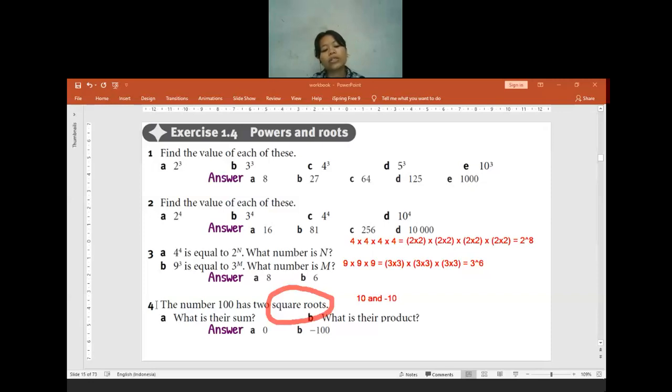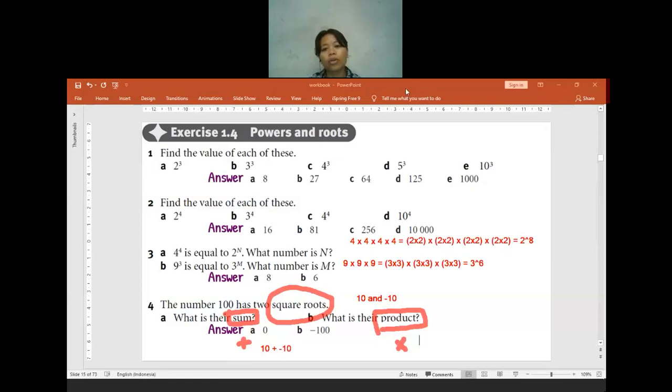Here, for question A, what is their sum? If you don't know, sum means plus, and product means times. So we have to add them to find the sum, and multiply them to find the product. If I add 10 plus negative 10, the answer will be equal to 0. That's why their sum is equal to 0. And then the product will be 10 times negative 10, which is equal to negative 100.